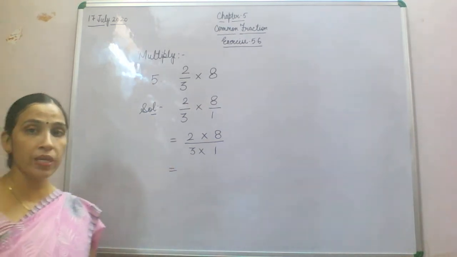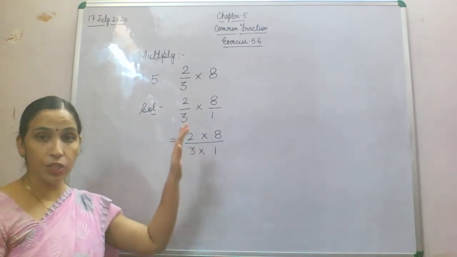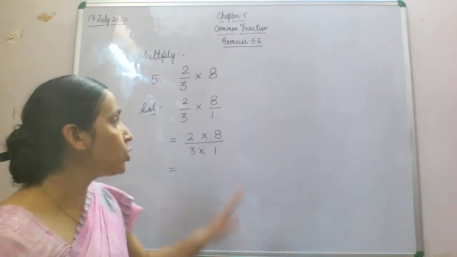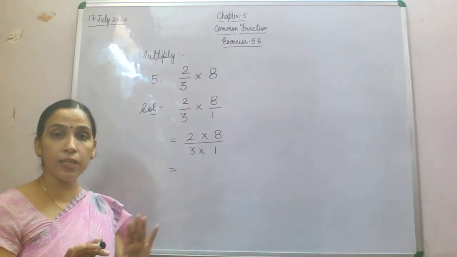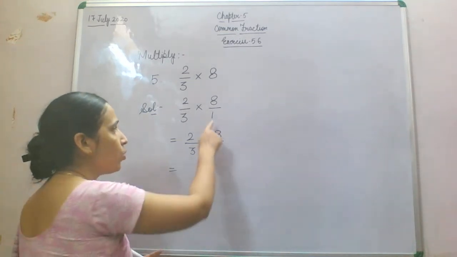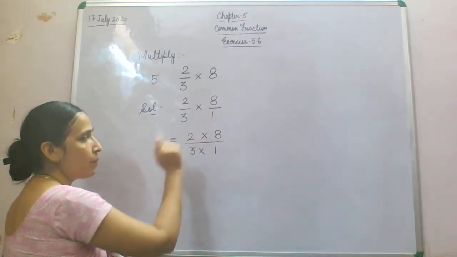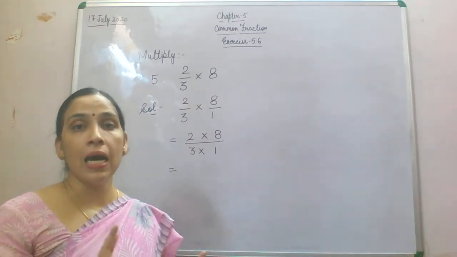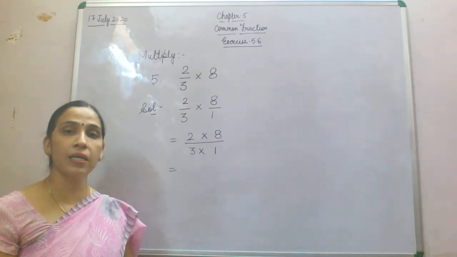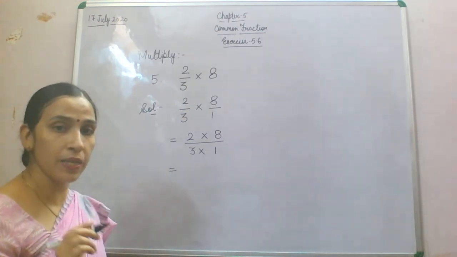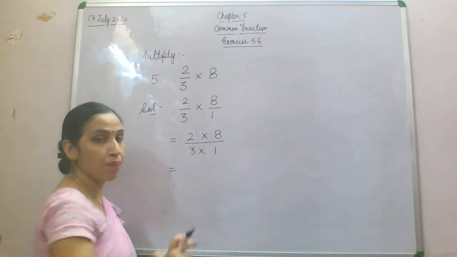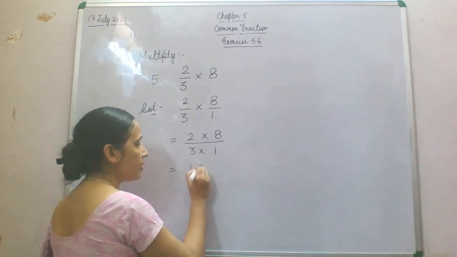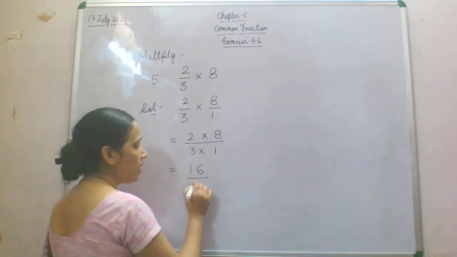What we have done till now: we have written our proper fraction, 2 by 3, multiplied by 8, which is a whole number. In a whole number we don't have anything in the denominator, so we write 1 over there. Now 2 will be multiplied by 8, meaning the numerator is multiplied by the numerator and the denominator by the denominator. So let's do the multiplication now. 2 8s are 16, or 8 2s are, anything you can do. 2 8s are 16 upon 3 1s are 3.